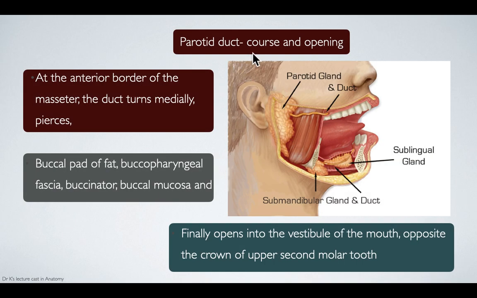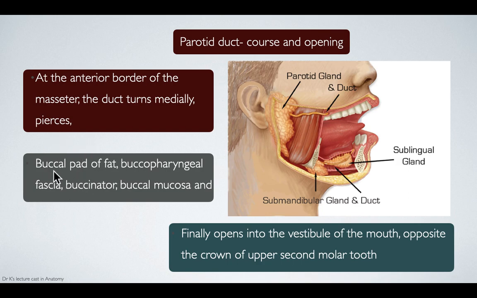Next is, where does it open? So the duct starts from the anterior border, we saw that. What is the course of the duct and its opening? I have simplified the important points related to the course and the opening. At the anterior border of the masseter, can you see this is the masseter muscle? At this anterior border, it turns medially, inwards towards the midline, and pierces. Please remember the structures pierced by the parotid duct. You will get to know why I am telling this later in this presentation.